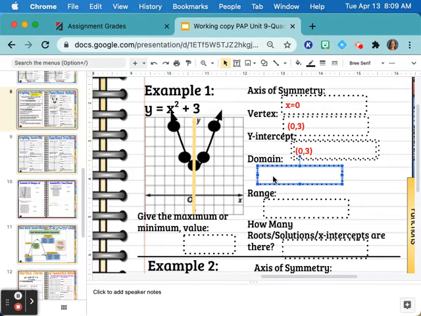Okay, now our domain. Domain is the x values. What is the domain of this? What can the x values be? 0, 1, 2. It can start at 0, can go to 1, 2. This arrow means it's going to continue to go on and on forever in both directions. So how would we write that? Negative infinity, positive infinity, or all real numbers?